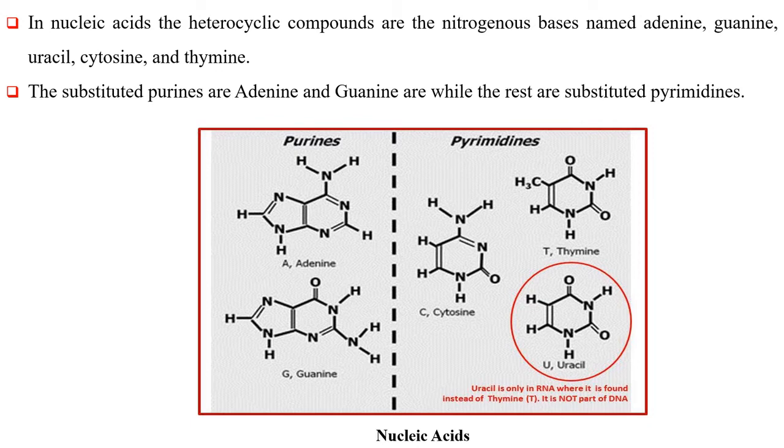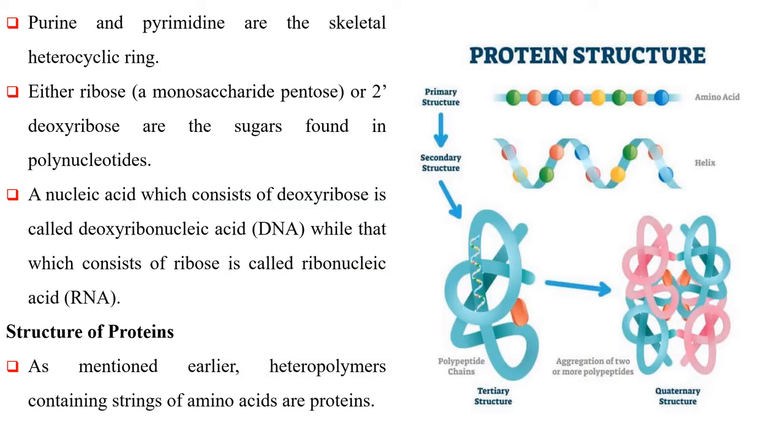In nucleic acids, the heterocyclic compounds are the nitrogenous bases named adenine, guanine, uracil, cytosine, and thymine. The substituted purines are adenine and guanine, while the rest are substituted pyrimidines. Purine and pyrimidine are the skeletal heterocyclic rings. Either ribose or 2-deoxyribose are the sugars found in polynucleotides. A nucleic acid which consists of deoxyribose is called deoxyribonucleic acid, while one which consists of ribose is called ribonucleic acid.